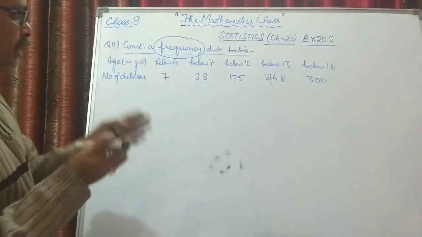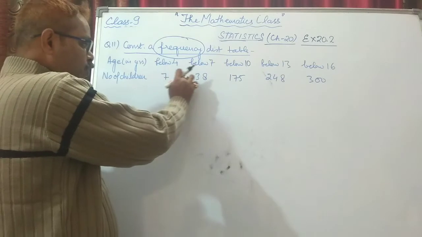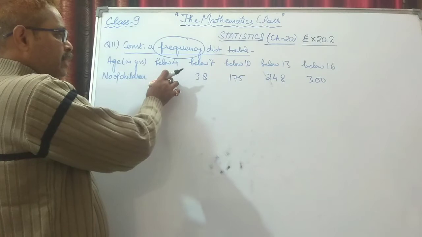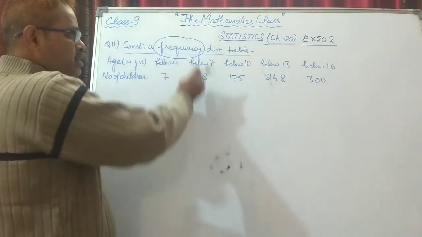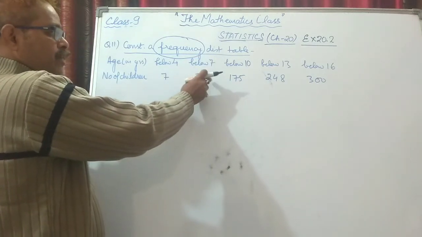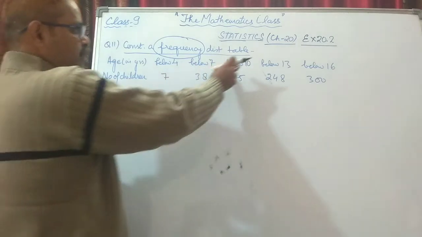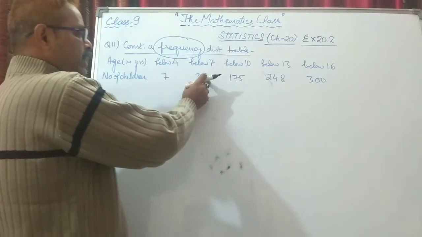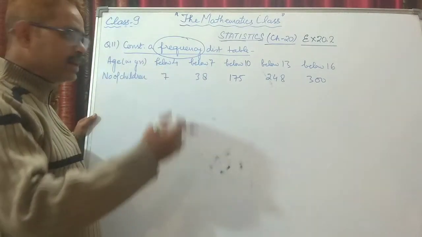Now, if 38 children are there whose age is below 7 years, it means this 7 is also counted in 38, because the 7 children are there whose age is below 4 years. If their age is below 4 years, it is very obvious that their age is below 7 years. So 38 also contains these 7 children whose age is below 4 years. Similarly, below 10 years, 175. But in this, these 38 children are also there whose age is below 7 years and 4 years.